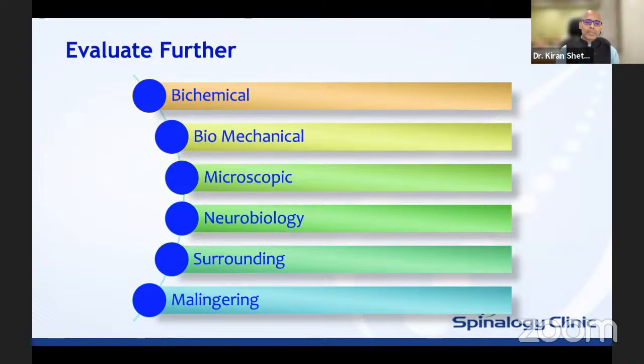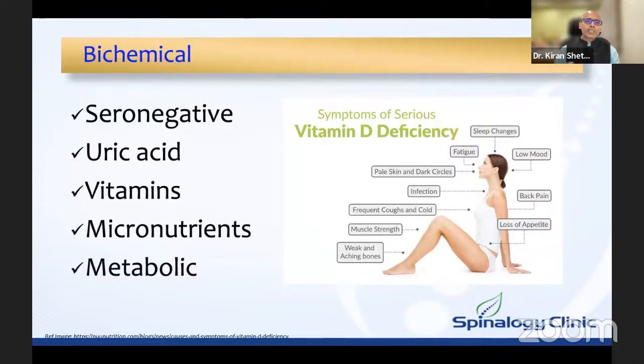For simplicity, I have divided further evaluation based on these headings, which I'll go into in detail one by one. First is biochemical, or systemic illness, where you need to identify basically blood tests or lab tests which you have to order. Initial phases of seronegative spondyloarthropathy, ankylosing spondylitis, or psoriatic arthropathy can present with only back pain and no identifiable structural abnormality on imaging. Other inflammatory conditions such as increased uric acid or rheumatoid arthritis and other rheumatoid conditions can also give rise to back pain where there is no structural abnormality, especially in young patients.